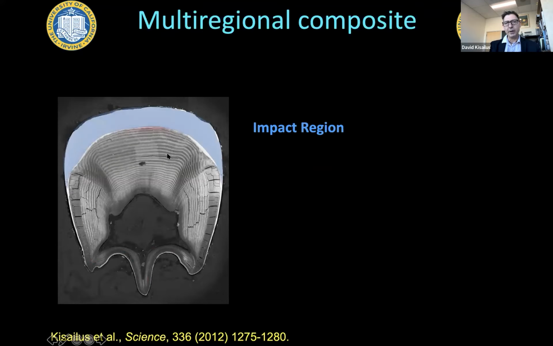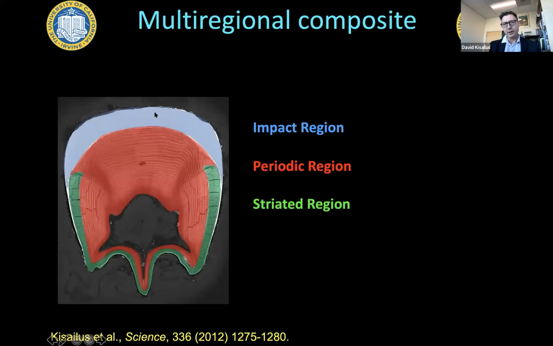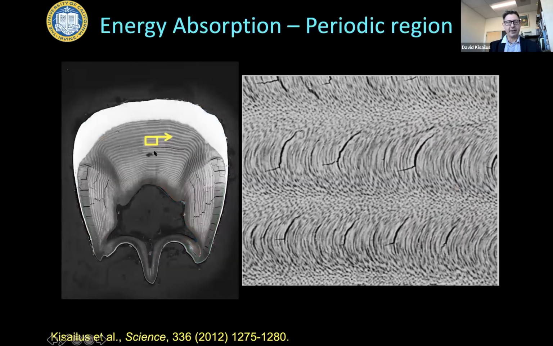Well, there's actually many regions within this club. First, we call this very heavily mineralized region the impact region, the surface that's going to strike the poor organism that it wants to eat. But the periodic region in red here is really something that we investigated because we found a very interesting architecture that other organisms that are not even related to the mantis shrimp have evolved. So it's called a convergent design feature.